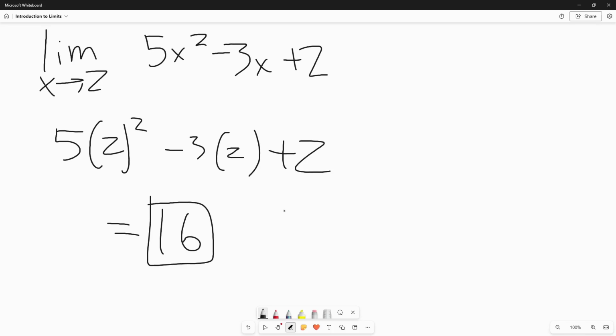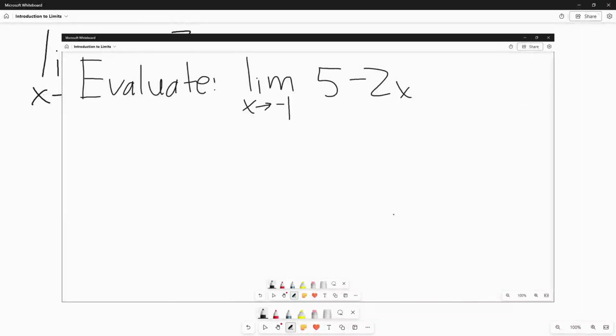And for this one, it was simple because we were able to plug in the value that x approaches into this, but that's not going to work for all of them. For every function you get, don't just blindly put the x value into the function. You have to think about it first. Is it going to work or not? Now let's get into another example.